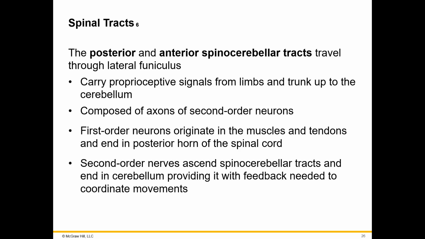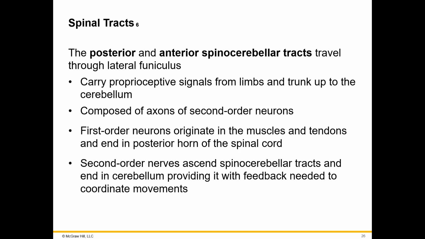The spinal tracts. You have the posterior and anterior spinocerebellar tracts. Interesting. Now, spinocerebellar. We're no longer dealing with spinothalamic. We're not dealing with spinal reticular. Now, spinocerebellar. So that means we're going from the spine to the cerebellum. Excellent. So they carry proprioceptive signals from the limbs and the trunk up to the cerebellum.